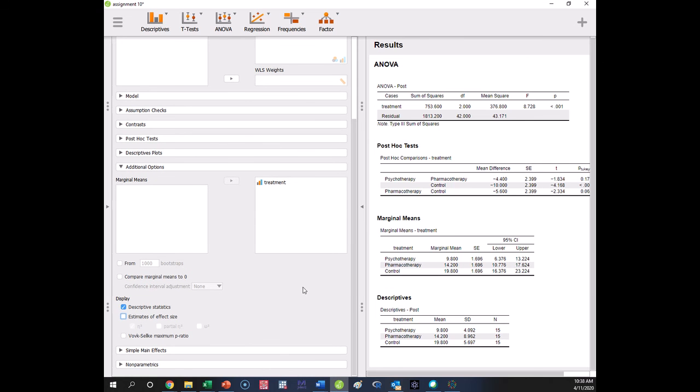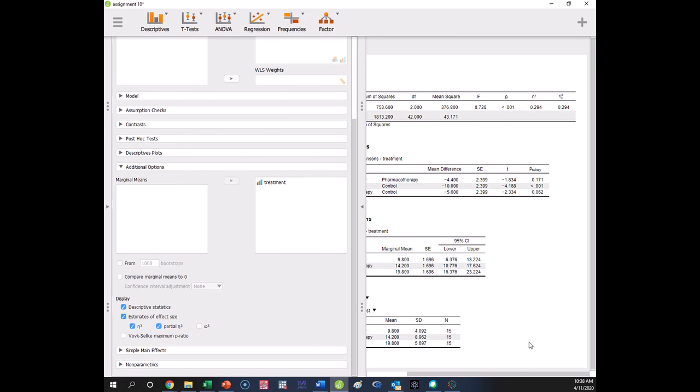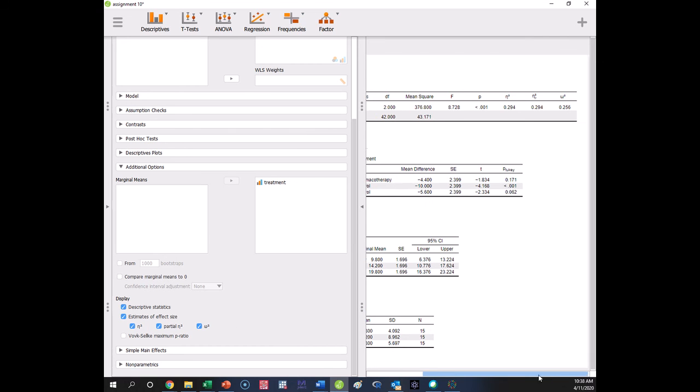Now, the other thing we can do to interpret this a bit further is we can get our estimate of effect size. So you can get eta squared, partial eta squared. In one-way designs, those two numbers are going to be the same number. So notice partial eta squared and eta squared are identical in a one-way design. Omega squared is an adjusted value that should be lower, right? It's always going to be lower than your eta squared.